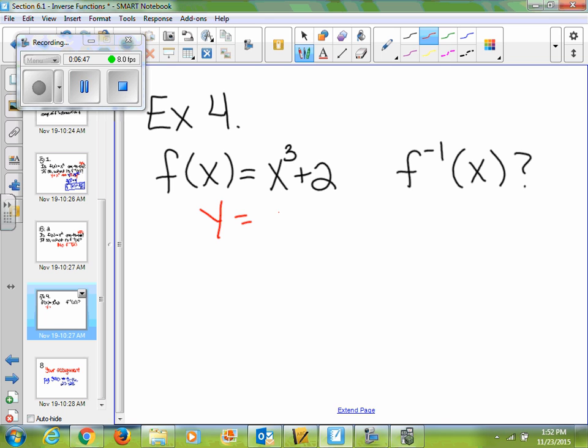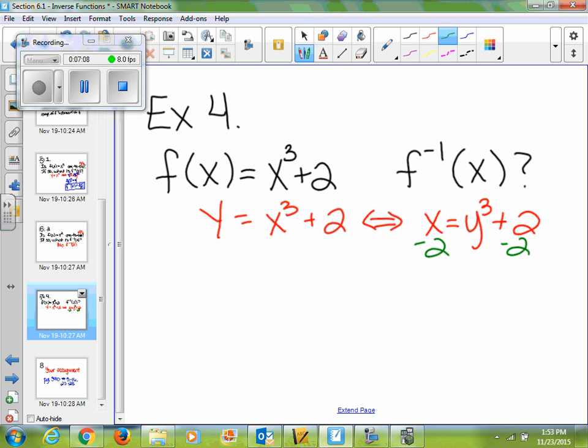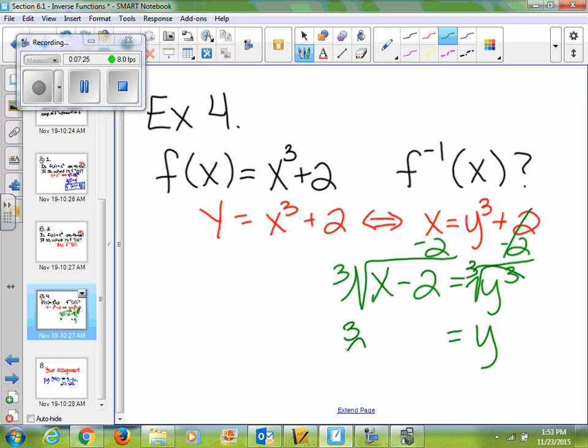So if y equals x cubed plus 2, then if I switch my y and x, I get x equals y cubed plus 2. So what's going to be my first step in solving that for y? The minus 2. Okay. So x minus 2 is equal to y cubed. Cube root, okay. So y equals the cube root of x minus 2.